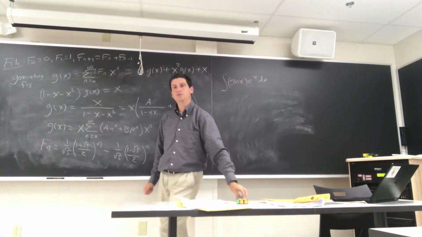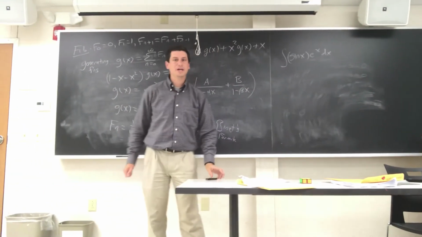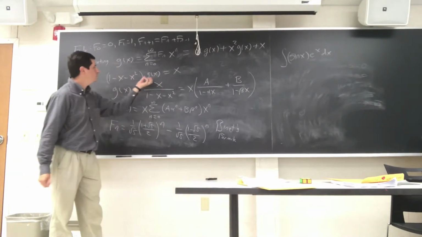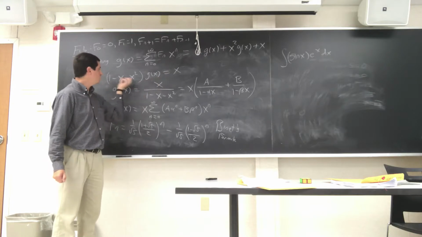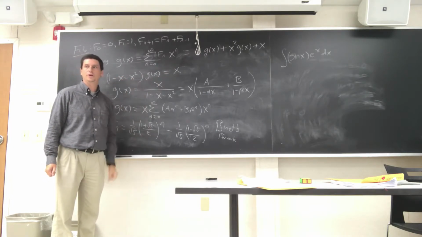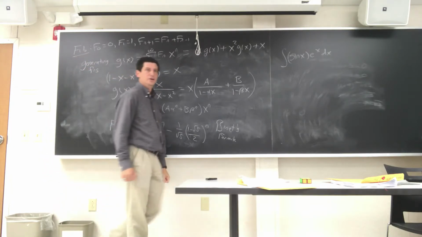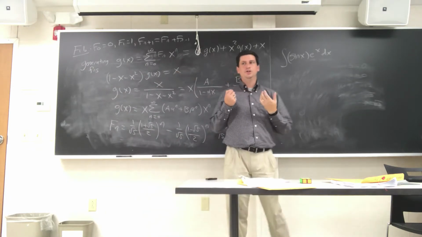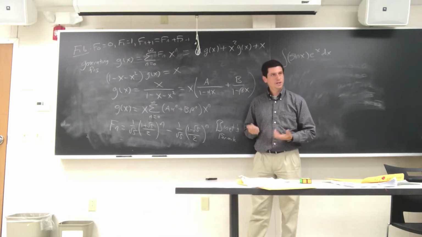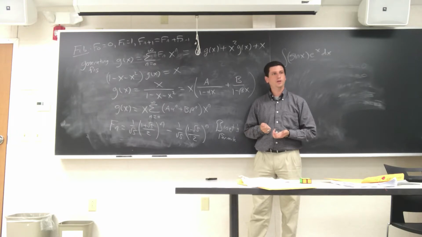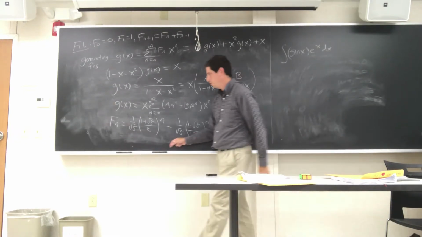That's exactly what we did with the g of x. We got g of x on both sides of the equation, and since it was on both sides of the equation, we could then solve for it. As long as this coefficient here isn't 1, we win. All right. So this is the idea of generating functions. This shows you how you can use generating functions to solve recurrences such as the Fibonacci's.